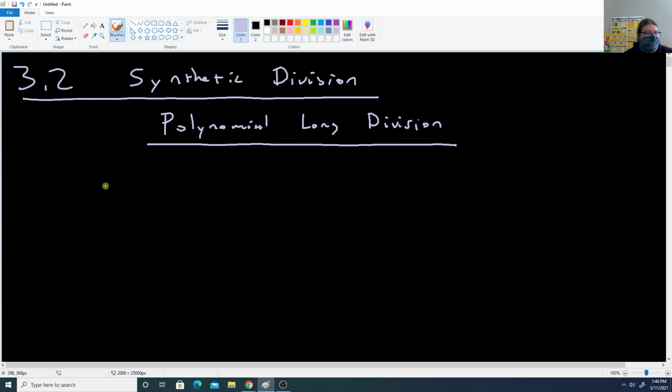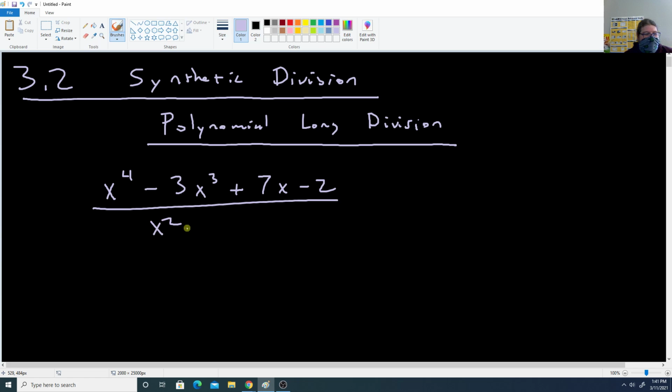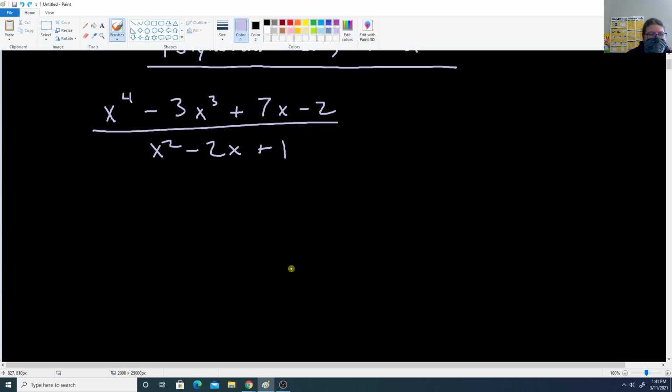Here's what that looks like. Suppose we want to do x to the fourth minus 3x cubed plus 7x minus 2, and we want to divide it by x squared minus 2x plus 1. To do synthetic division, the denominator has to be of the form x plus a number or x minus a number. Since this has an x squared in it and a negative 2 times the x, we wouldn't be able to do this one by synthetic division, which is why we're covering polynomial long division.